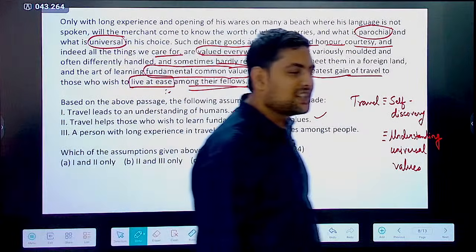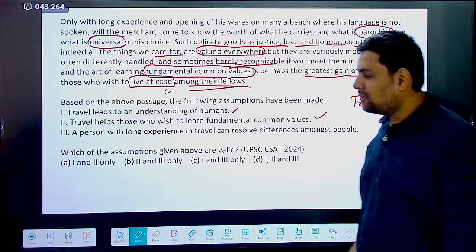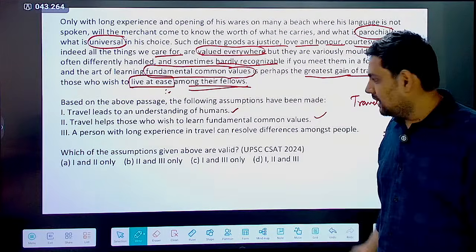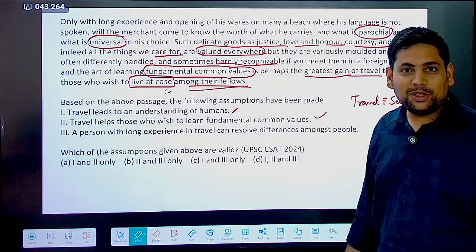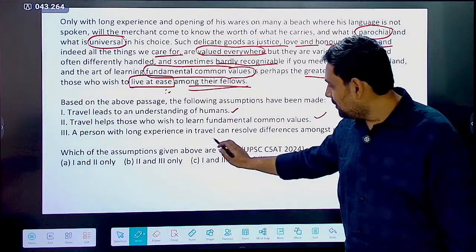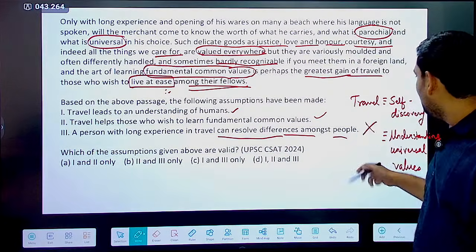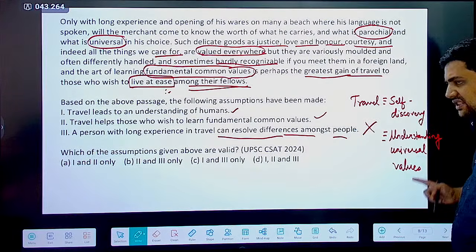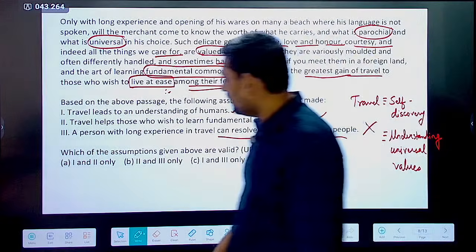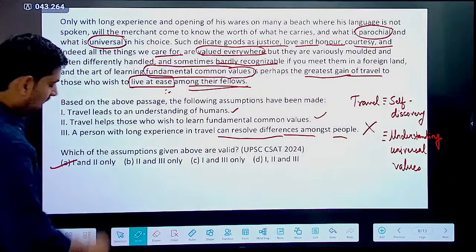Then we should also have this criteria in the Supreme Court, that if somebody wants to become a Supreme Court judge, we should ask how many countries have you been to. Correct? Because then only you get the experience to resolve differences amongst people is wrong. Travel is all about self-discovering and understanding the universal values according to this. So the answer becomes A, 1 and 2.